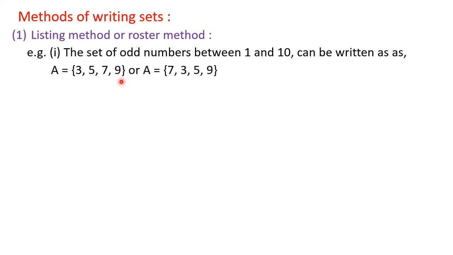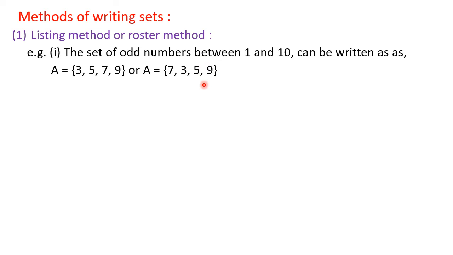This same thing you can write like this also: 7, 3, 5, 9. Here we have written in ascending order, but here we have changed the order. Okay, so what you have to keep in mind is that while writing sets, the order of the elements is not important. Only all the elements should be present there. For example, if here 5 is missing, then you are wrong.